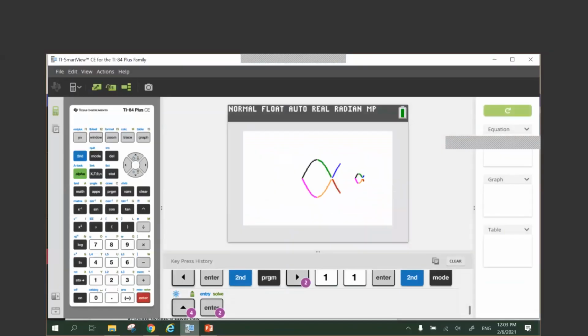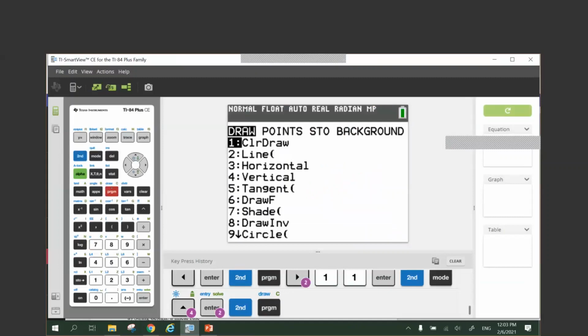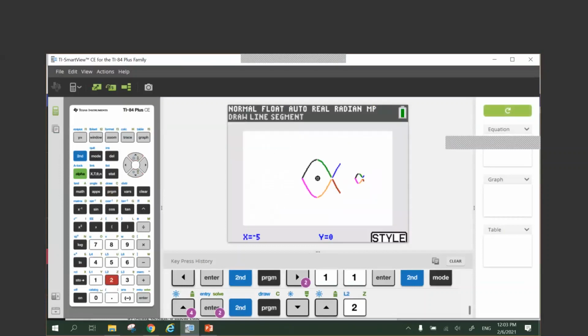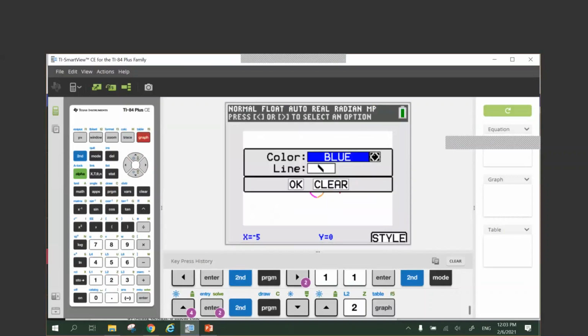Okay, let me illustrate one more thing. Let's say I'm going to draw second draw. I'm going to draw a line. So in this case, you can bring your cursor down to 2, or you can just press the number 2. Okay, let's say I'm going to draw lines. Please take note, you can change the style. How do you change the style? You press the key nearest to style. So in your handheld, in your calculator itself, it's graph. Okay, so I may want to use your cursor, I may want to change it to red. Okay, you may change the line also.